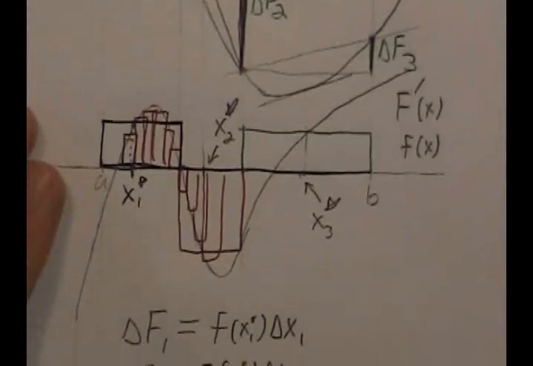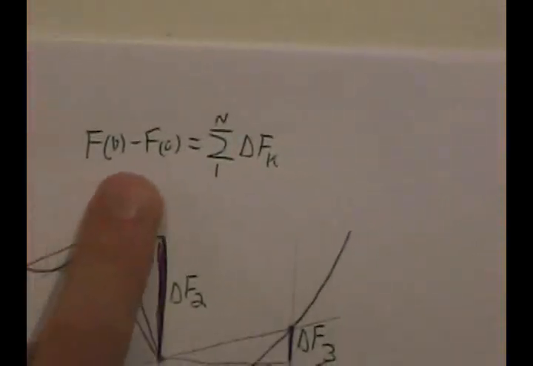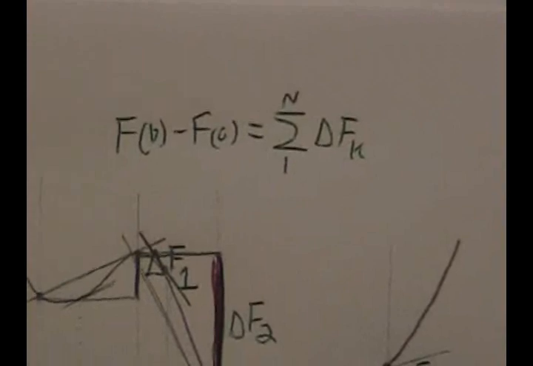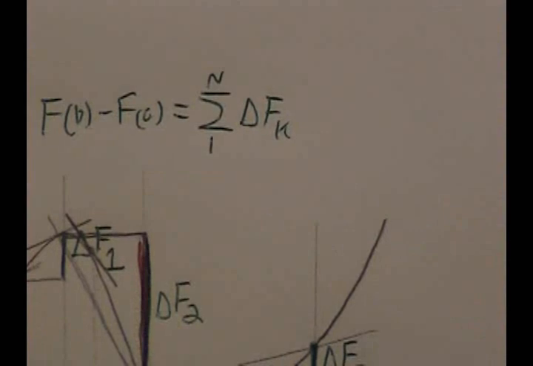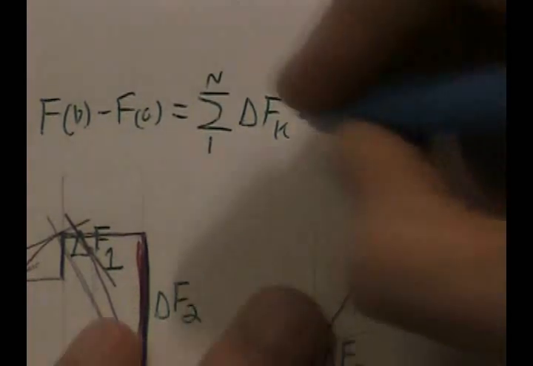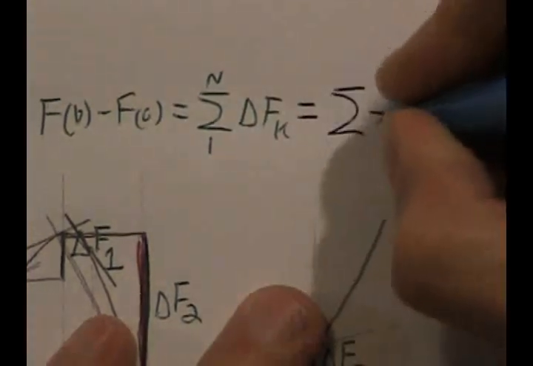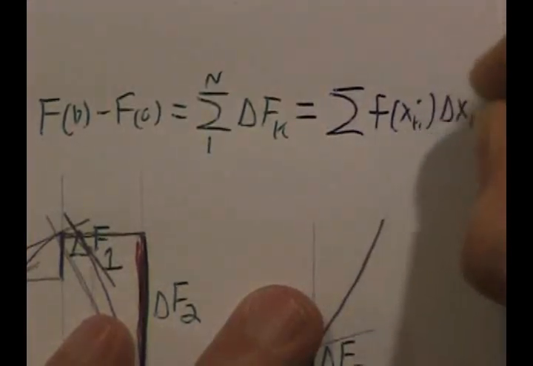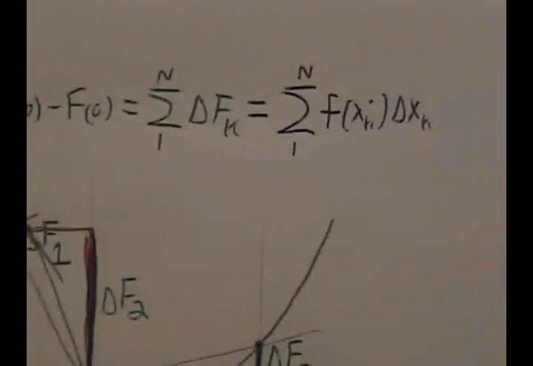Let me just rewrite this. We started back up here. We said that the total change in f was the sum of the individual changes in f. But via the mean value theorem and all the geometry that I just went through, this is also equal to the sum of the derivative, which is little f of xk star delta xk, from k is 1 to n. So it's like a different way of writing it.